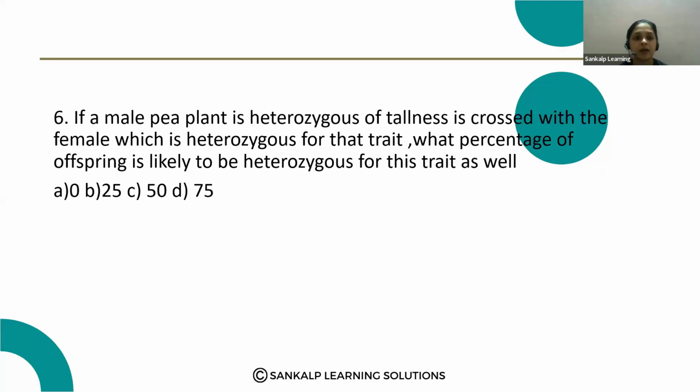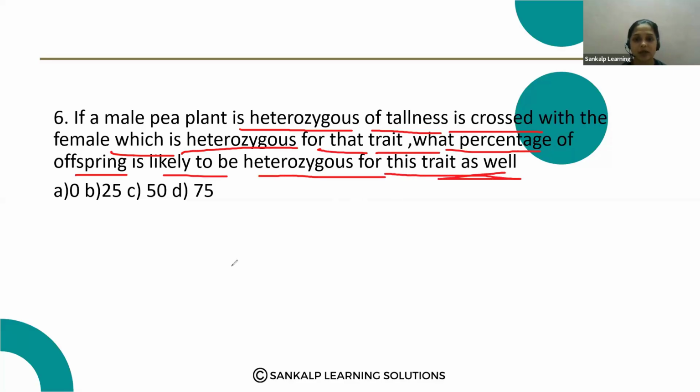Next question. If a male pea plant heterozygous for tallness is crossed with a female which is heterozygous for that trait, what is the percentage of offspring likely to be heterozygous for this trait as well? Here, heterozygous male means I will take tall, heterozygous, Tt. The same female plant is also heterozygous, Tt. What is the percentage of the offspring that should be heterozygous?